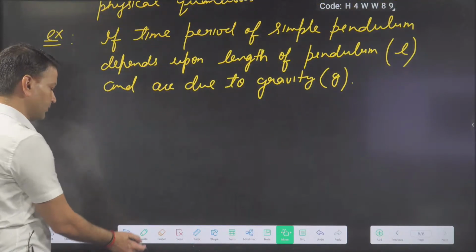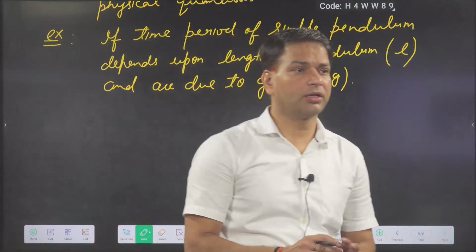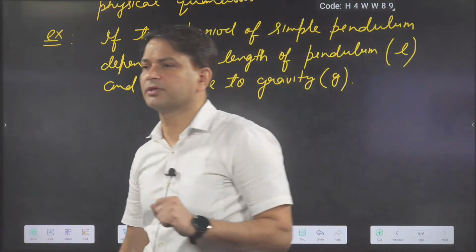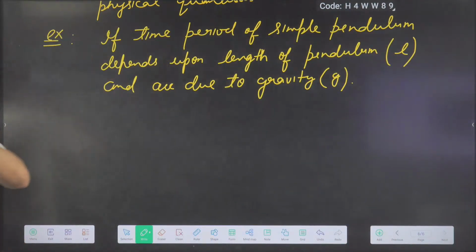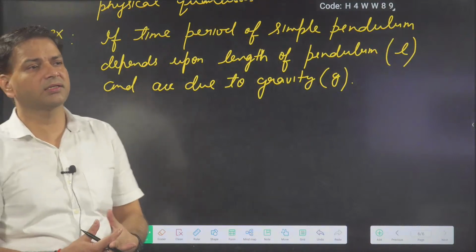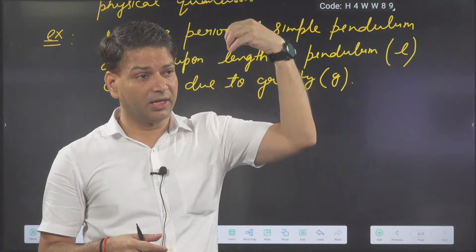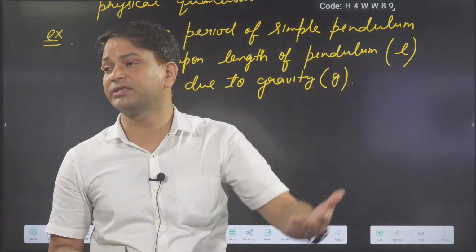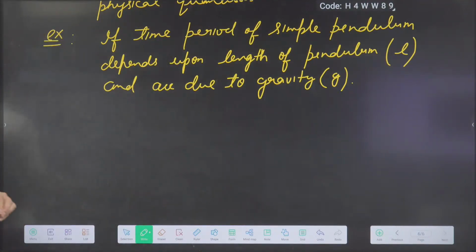Okay, everybody got? So suppose the time period of the simple pendulum depends on two factors, length of the simple pendulum and acceleration due to gravity. Then I'm asking how the time period depends upon the length, how it depends upon the G. Maybe I can ask what is the power of the L in the formula of the time period, what is the power of the G. Okay, so by using the dimension we can get this relation.